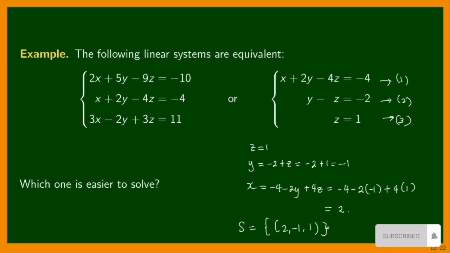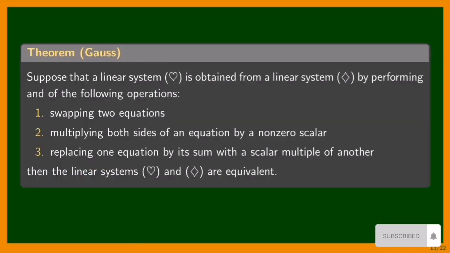This example leads us to a problem: let's say you're given this system. Can I transform this system to an equivalent system which is easy to solve? Now, can we do that? Can we make some transformation? Yes, that's our direction.